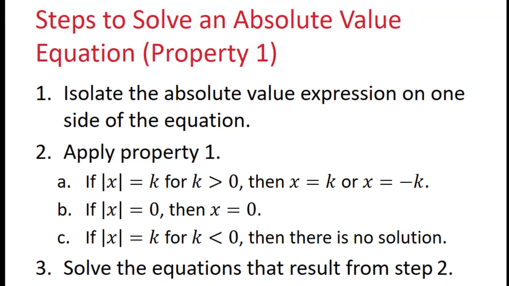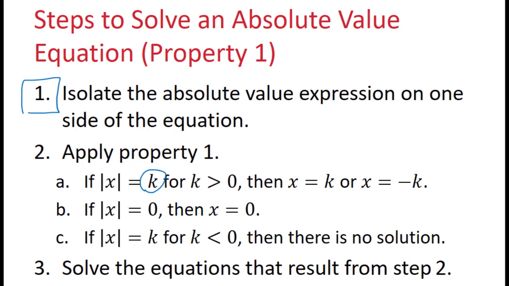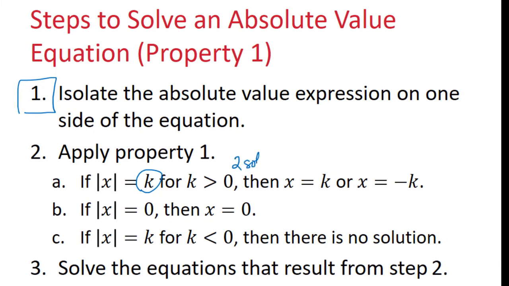So to apply this property, there are a couple of steps that we have to go through. And the first step is that we have to isolate the absolute value expression on one side of the equation, because we need to figure out what is the distance from 0 of that inside expression. So we have to isolate the absolute value first, and then we're going to apply property 1. So if it's equal to a positive number, there are two solutions. If the absolute value is equal to 0, then there's just one solution. And then if the absolute value is equal to a negative number, then there are no solutions.